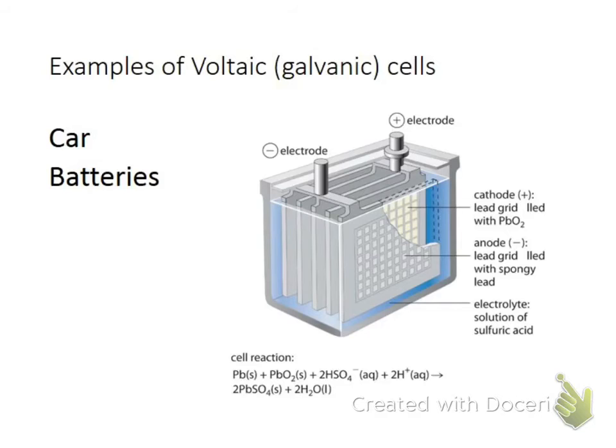Examples of galvanic cells. Your car battery is a galvanic cell. There's the reaction down at the bottom. You don't have this graph in your notes. I just kind of wanted you to see. But a battery in your car absolutely works that way.